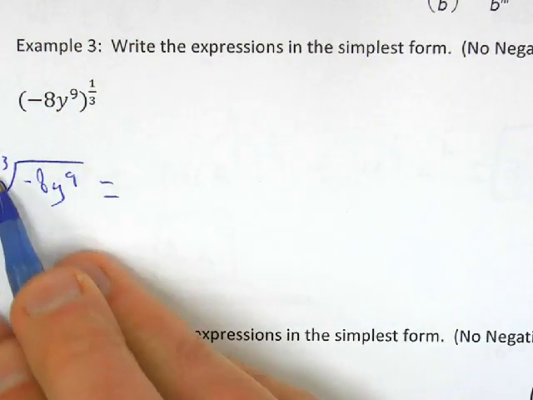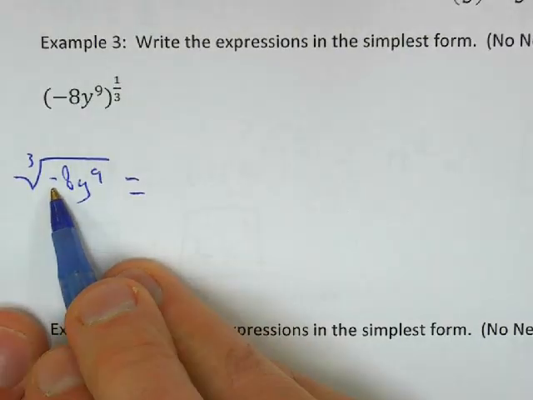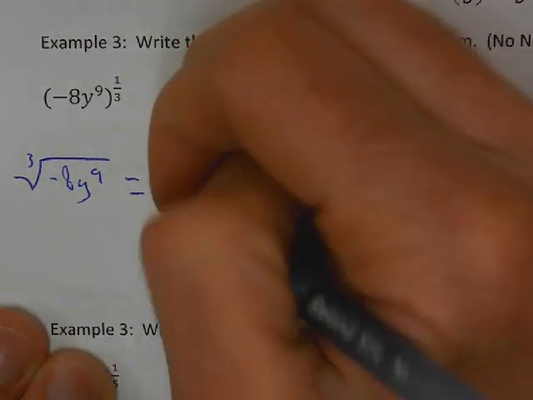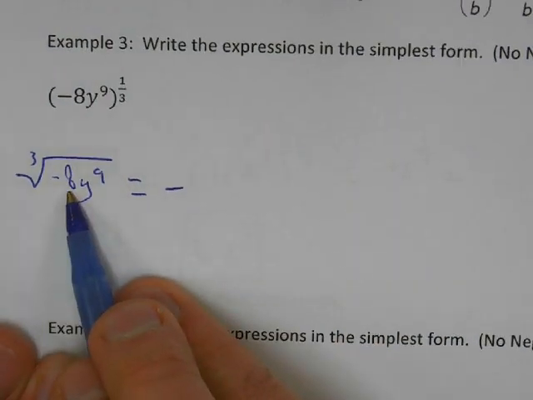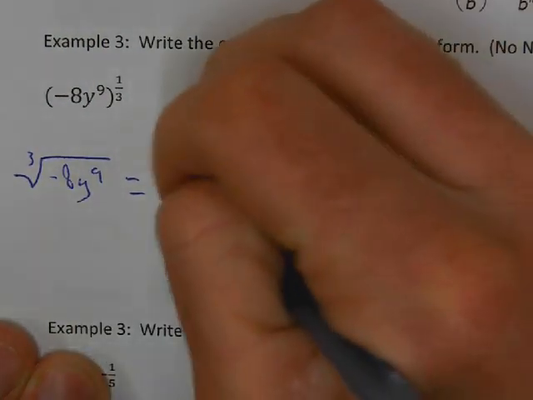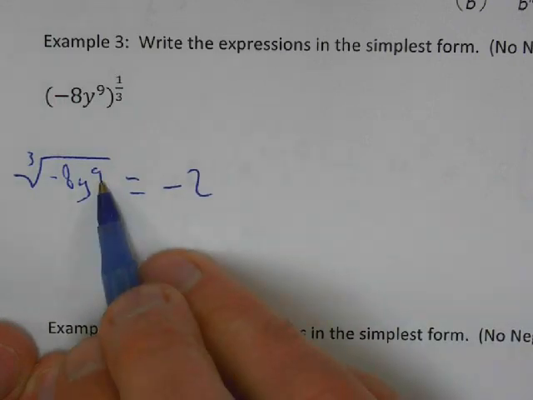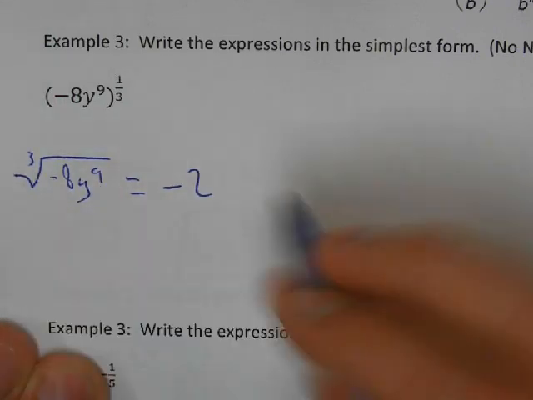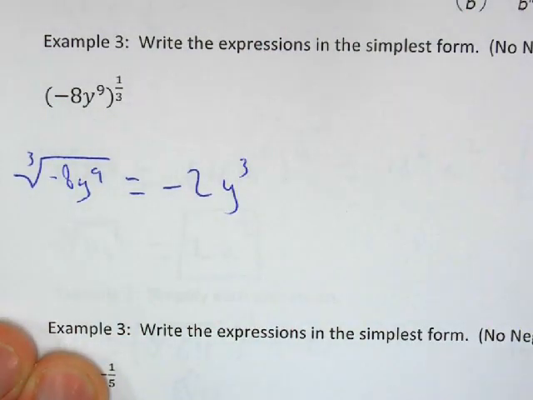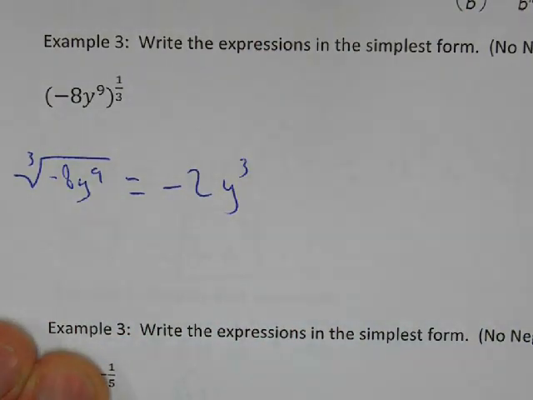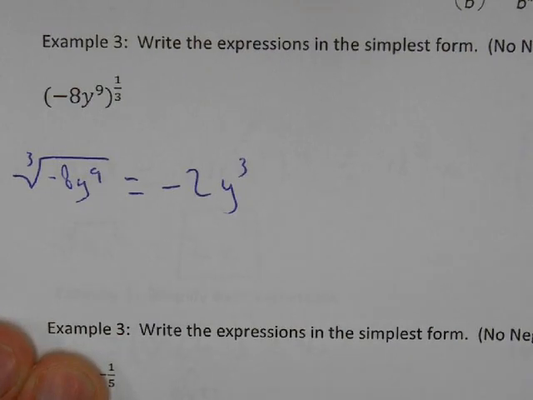Can I take the cube root of a negative? Yeah, sure. I just know that my answer is also going to be negative, so we got a negative there. And then what's the cube root of 8? What times itself 3 times equals 8? Well, 2 does. And then if I have 9 y's, how many groups of 3 can I make? Well, 3. So I can take out 3 y's with nothing left over. So my answer is just negative 2y to the 3rd. So again, not the only way to get that answer, but that's what we're looking for.